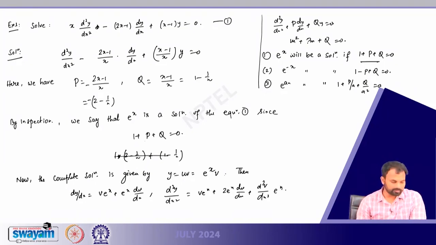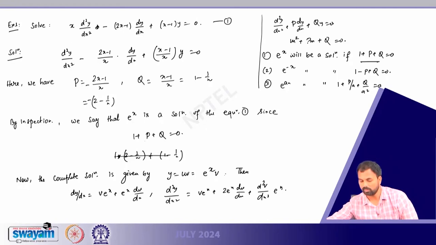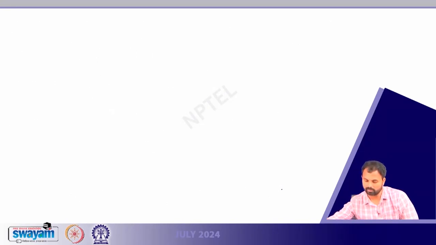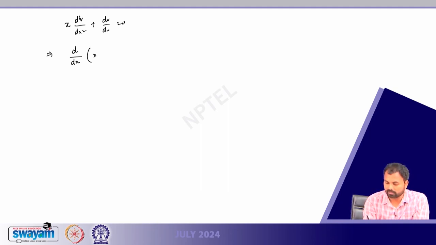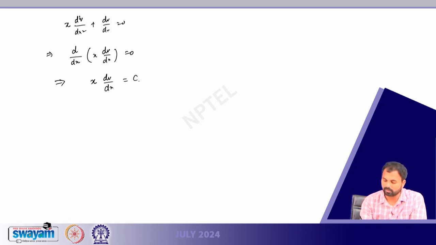Right. Now, we will put everything from these two relations, that is dy/dx and d square y by dx square, into our original equation 1. So, then what will happen? If we put everything in that equation, we will end up getting x into d square v by dx square plus dv/dx equals 0. So, from here I can write d/dx of x dv/dx equals 0. We can integrate both sides. If we integrate, it will become x dv/dx equals some arbitrary constant, let us call it c 1, where c 1 is an arbitrary constant.